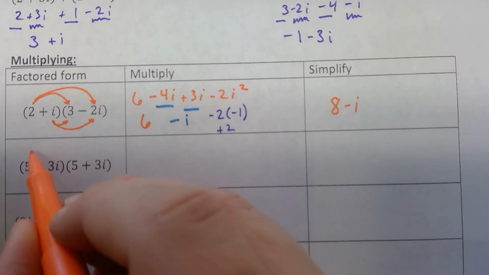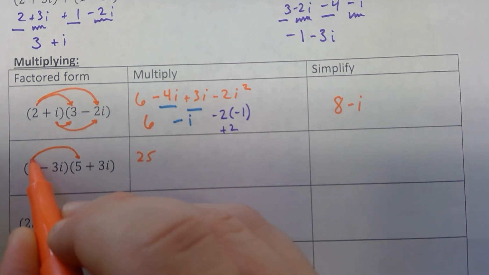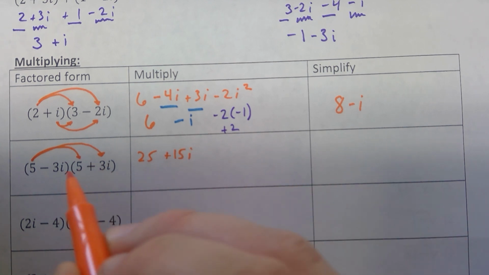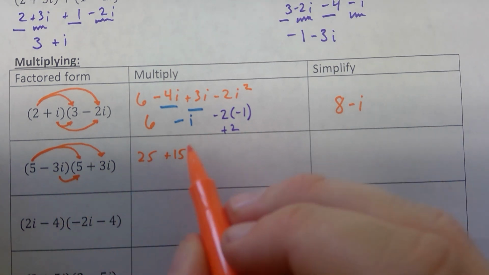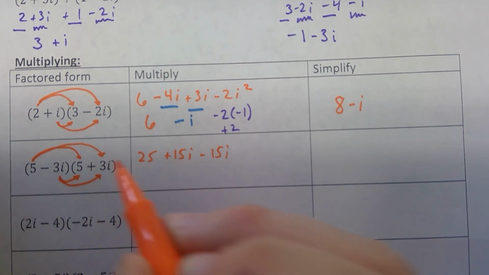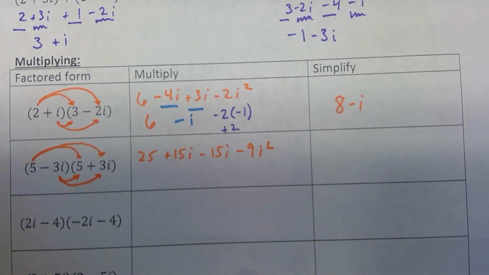Now we'll take a look at a couple more. Get some practice here. So you've got 5 times 5 is 25. 5 times plus 3i is plus 15i. Minus 3i times 5 is minus 15i. Minus 3i times positive 3i is minus 9i squared. Now this one's nice because we have plus 15i, minus 15i.